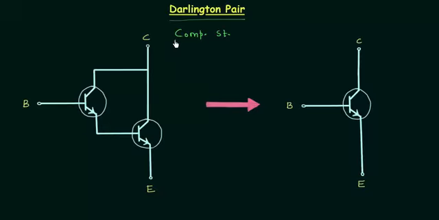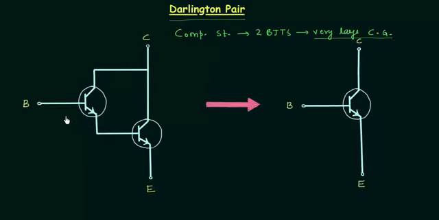We are calling it a compound structure because it has two BJTs. Darlington pair has two bipolar junction transistors, and these two BJTs are connected to provide a very large current gain. So we use the Darlington pair in applications which require very large current gain. You can see the construction of the Darlington pair.